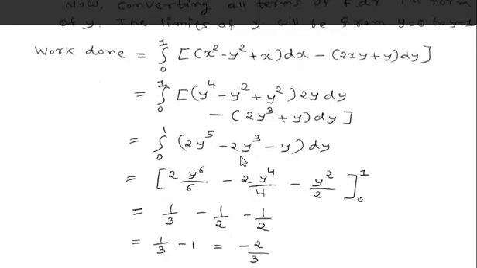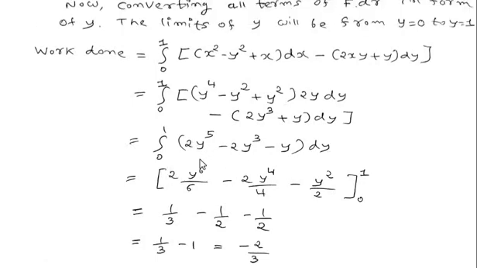Now the integration of this function with respect to y will be 2 as it is, the integration of y raised to 5, that is y raised to 6 by 6, minus 2 as it is, the integration of y cube, that is y raised to 4 by 4, minus the integration of y, that is y square by 2, and the limit is 0 to 1.